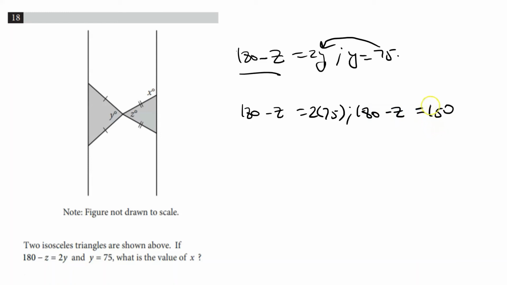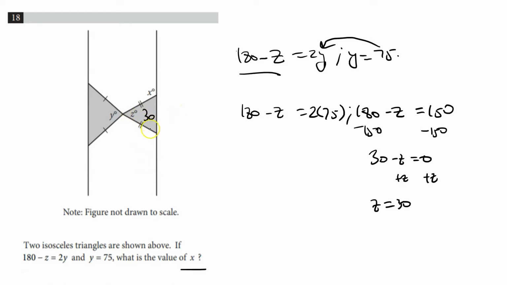And we can continue and solve for z. So if we subtract 150 from both sides, we get that 30 minus z equals 0. And then we add z to both sides to get that z equals 30. But if you look at the question, that's not what it's actually asking. It's asking for the value of x, right? So we have z equals 30 here.